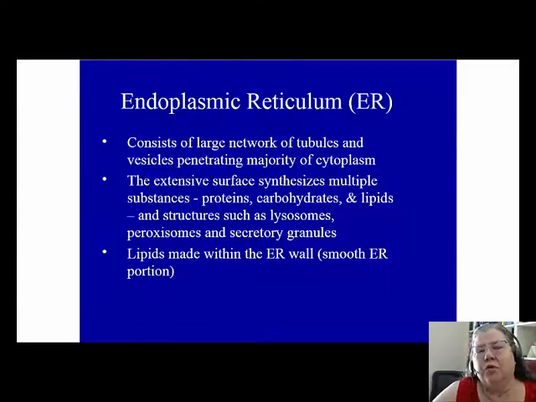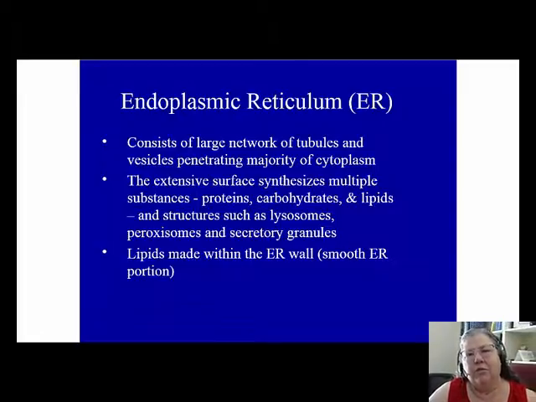sometimes structures. So once a substance, such as, for instance, a proteinaceous enzyme is produced by the endoplasmic reticulum, it can be pinched off into a little, what's called a vesicle, which forms a lysosome or a peroxisome or a secretory vesicle. And these then are within the cytoplasm, separated from endoplasmic reticulum. Lipids are made in the smooth endoplasmic reticulum within the wall.